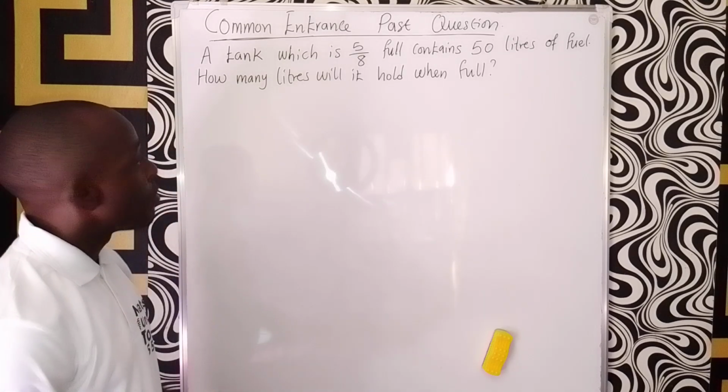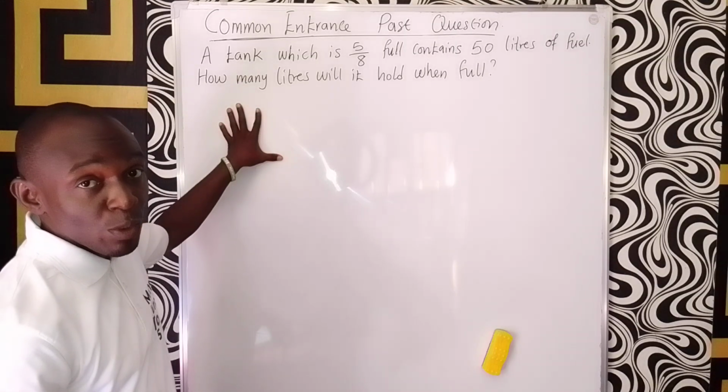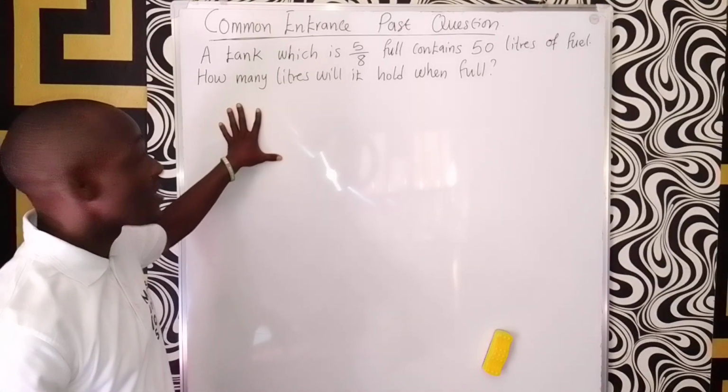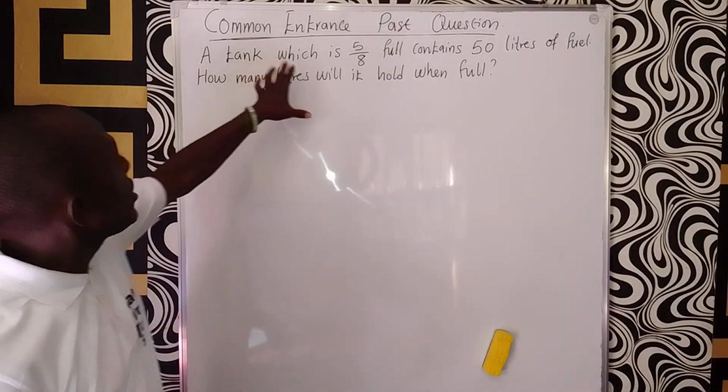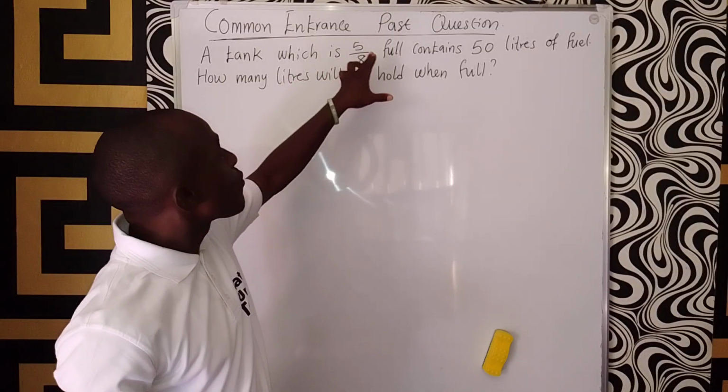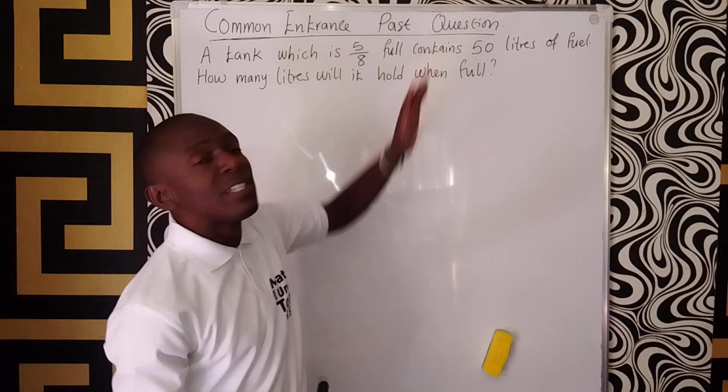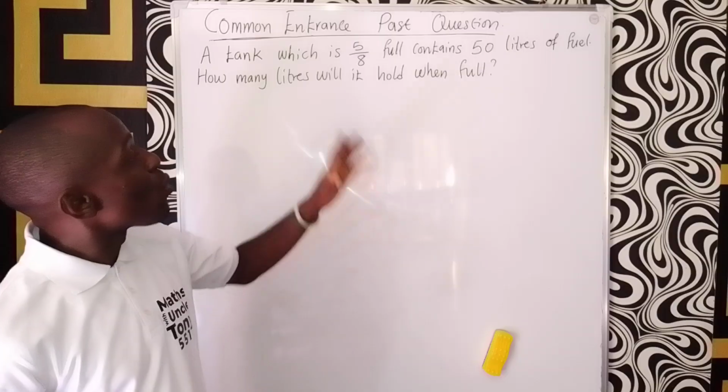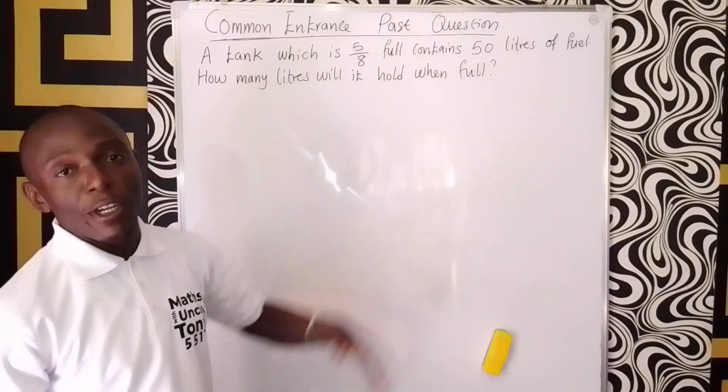So let's solve this question because it's very important. It's a very tricky question that a child needs to understand. A tank which is 5/8 full contains 50 liters. Contains what? 50 liters of fuel.